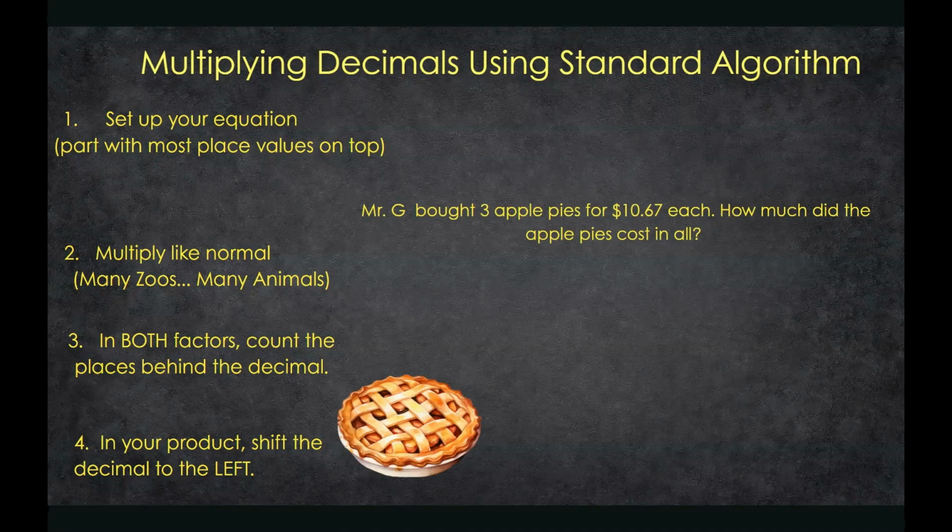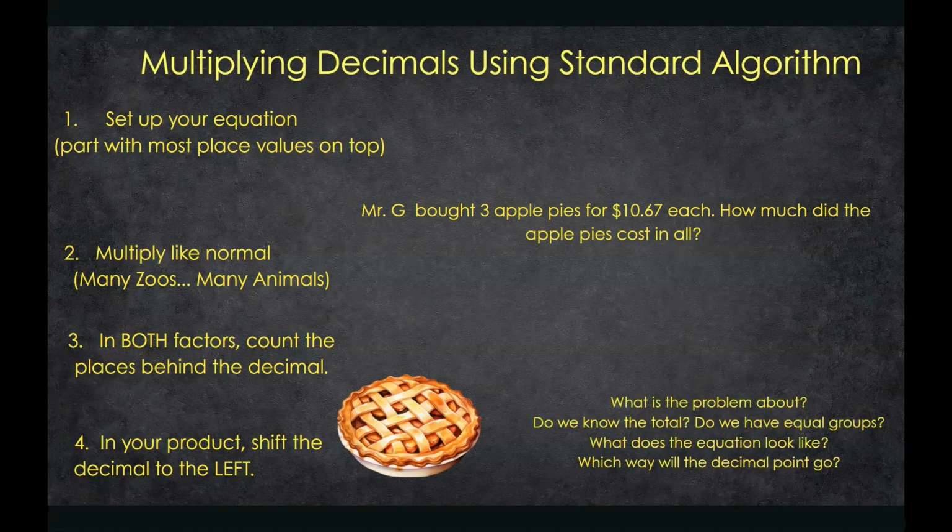Here's our word problem. Mr. G bought 3 apple pies for $10.67 each. How much did the apple pies cost in all? So we want to think to ourselves, what is this problem about and who is it about? So Mr. G is buying apple pies. He buys 3 apple pies. Each apple pie costs $10.67. And then we need to find out how much he spent in all.